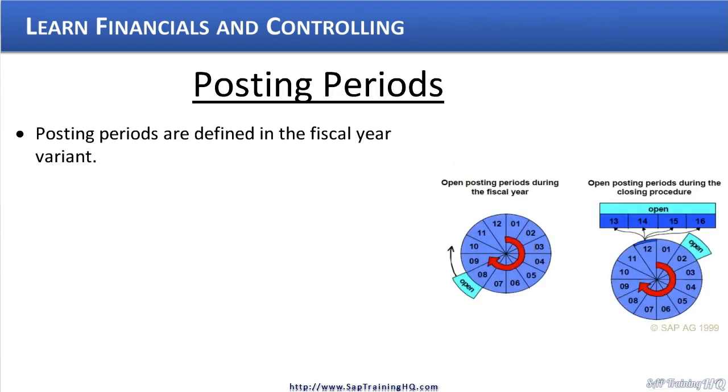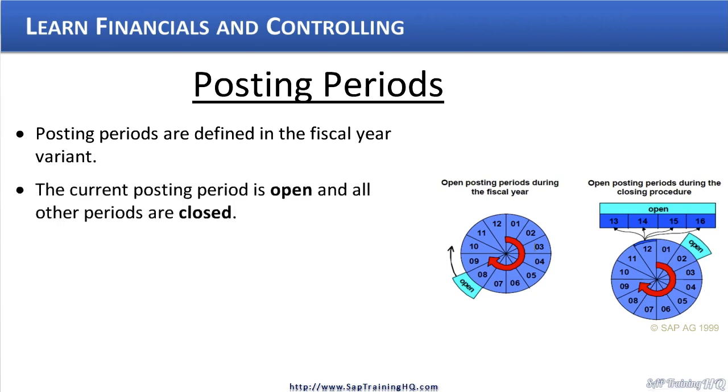Posting periods are defined in the fiscal year variant, and the posting date in the document header determines the posting period in which postings are to take place. Posting periods not in use can be closed. This prevents documents from being posted to a wrong posting period. Usually the current posting period is open and all other periods are closed. And at the end of a period it is usually closed and the next period is opened. And a period is opened by entering a range into the posting period variant which encompasses this period. But it is possible to have as many posting periods open as you want.